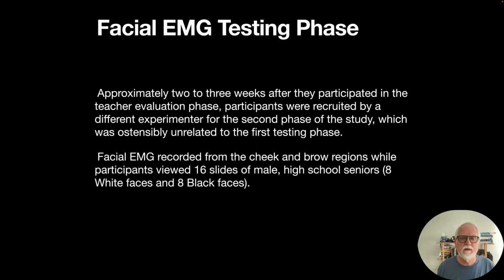Then we showed them pictures of white faces and black faces from high school yearbooks, and we recorded their facial EMG, how much smiling and frowning they had when they looked at each face. When you look at that facial EMG activity, we would expect that white participants who have somatic markers of prejudice towards African Americans are going to frown more and smile less when they see a picture of a black high school senior than a white one. And when they see a white high school senior, they should smile more and frown less, right?